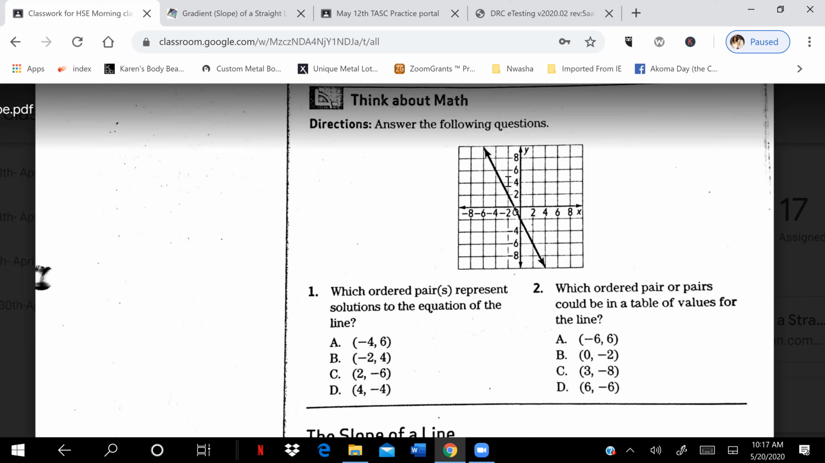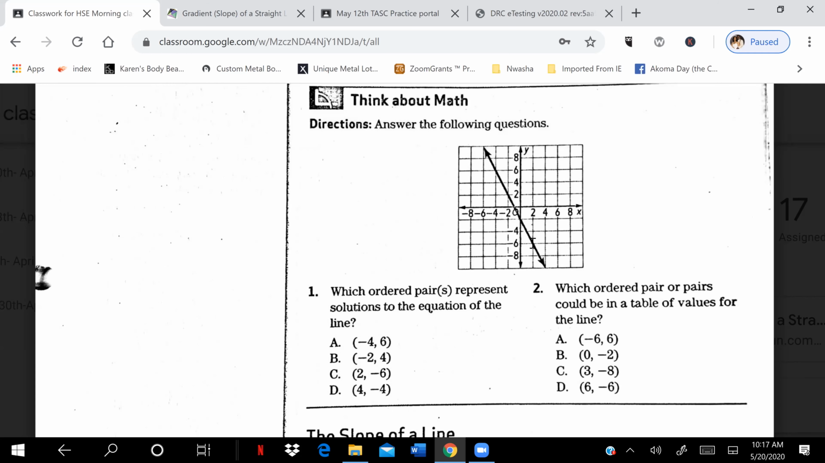No, so then it's not a solution. Now you're at +2, -6. Is that point on the line? Yes. So then that is a solution. So far you have A and C as the answers. Then you have +4 and then -4. Is that on the line?